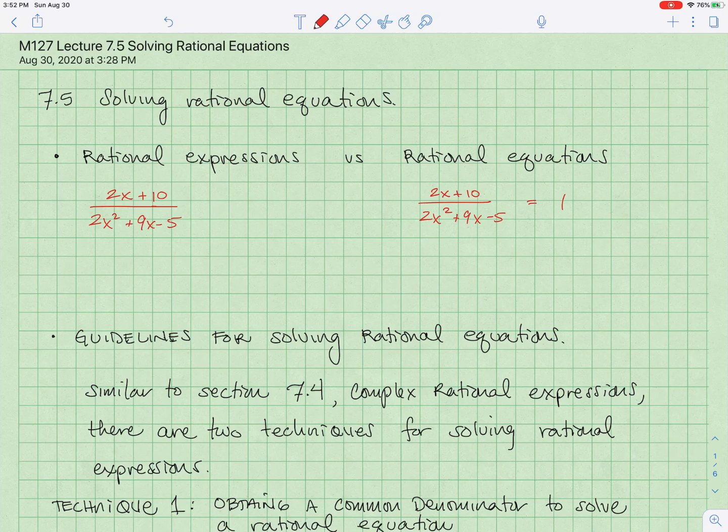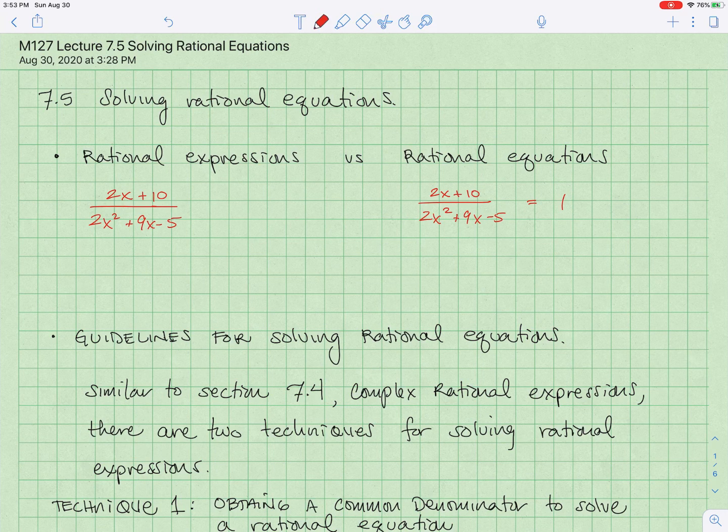All right, this is the video for 7.5, solving rational equations. And the first thing that we want to do is make a big distinction between rational expressions versus rational equations. So in a rational expression, we just have an expression. There's nothing really to solve for. So for example, here I have the expression 2x plus 10 divided by 2x squared plus 9x minus 5.